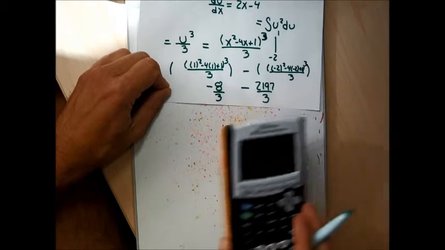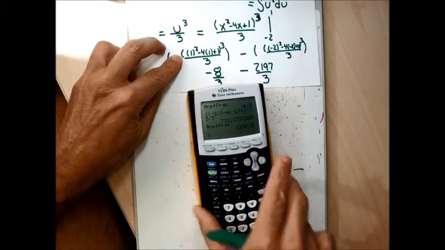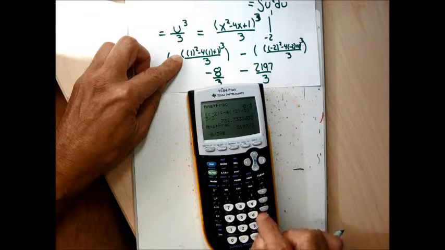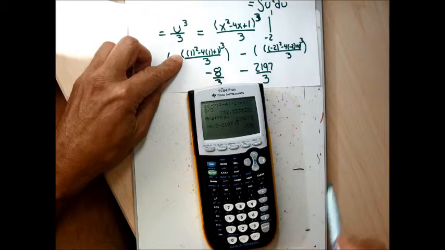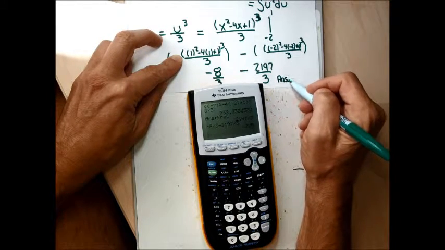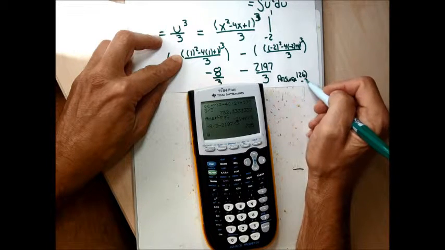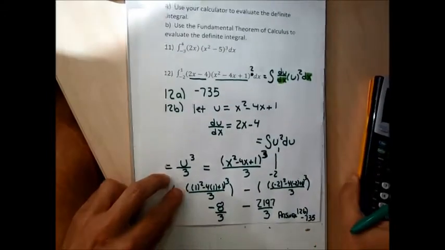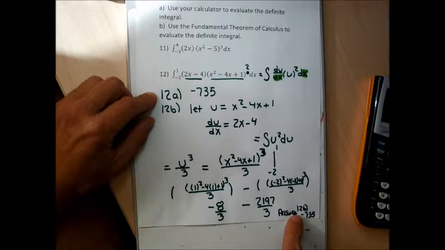Now to get my final answer for part B, I need to take the negative 8/3 and subtract negative 2197 over 3. So I'm going to go negative 8 divided by 3 minus 2197 divided by 3. Hit enter, and I get exactly negative 735. So the answer to 12B is also negative 735, and that's perfect because my answer to 12A that I did no calculus for and my answer for 12B match up perfectly.